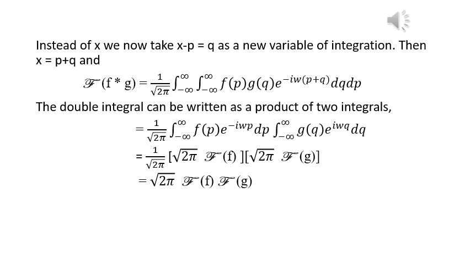That is equal to 1 by root 2 pi, the integral minus infinity to infinity f of p e raised to minus i omega p dp is equal to root 2 pi into Fourier transform of f, the whole, into again the integral minus infinity to infinity g of q e raised to minus i omega q dq is equal to root 2 pi into Fourier transform of g. Therefore, the answer is root 2 pi Fourier transform of f into Fourier transform of g. Hence, we have proved the convolution theorem.